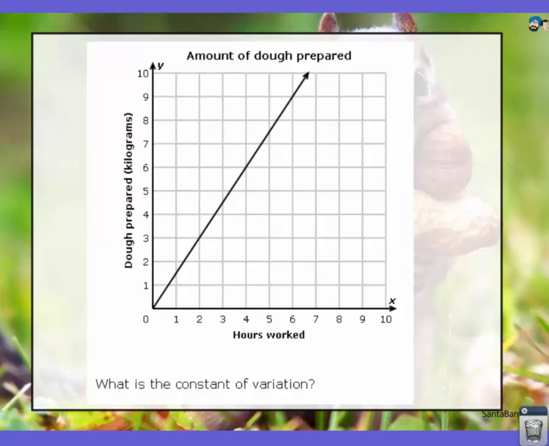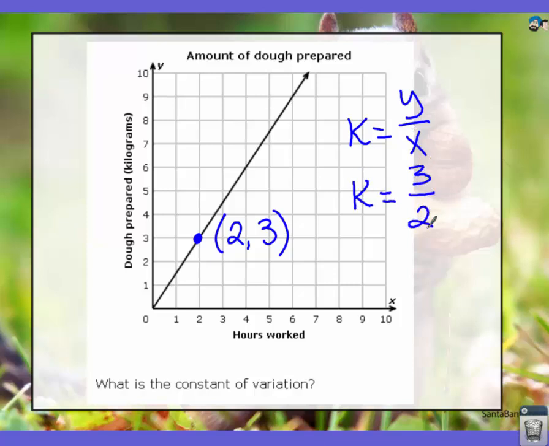Okay, let's look at another one. In this one right here, again, the lines are kind of hard to tell, but there is a good point right there at 2, 3. I'm looking for the constant of variation, so again, we're looking for the coordinate of that point. Well, that point is (2, 3). So our k is equal to y divided by x. In this case, k is equal to 3 divided by 2.